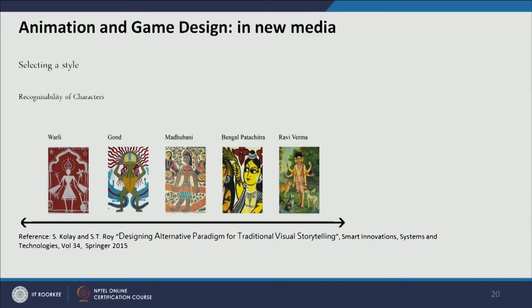So here the first principle was the recognizability of the character. The characters in the particular source art form have to be properly recognizable. So here there is a recognizability graph derived from different traditional art forms of India. We have Warli, Gond, Madhubani, Bengal Patachitra, and we have also taken Ravi Varma's art style, because that's not a traditional vernacular art but classical. The famous painter Ravi Varma's painting is also taken to understand the feature of recognizability.